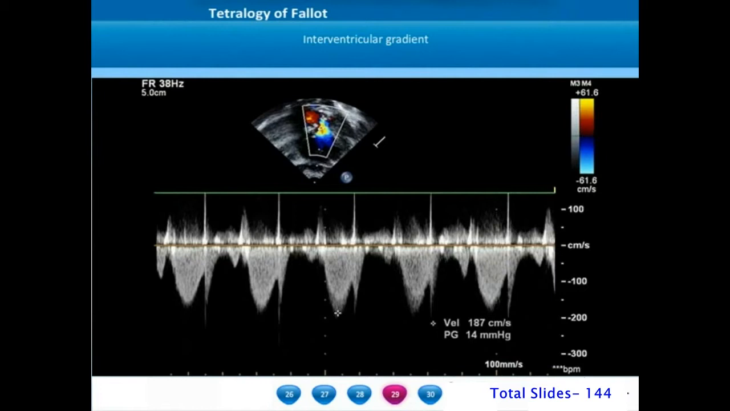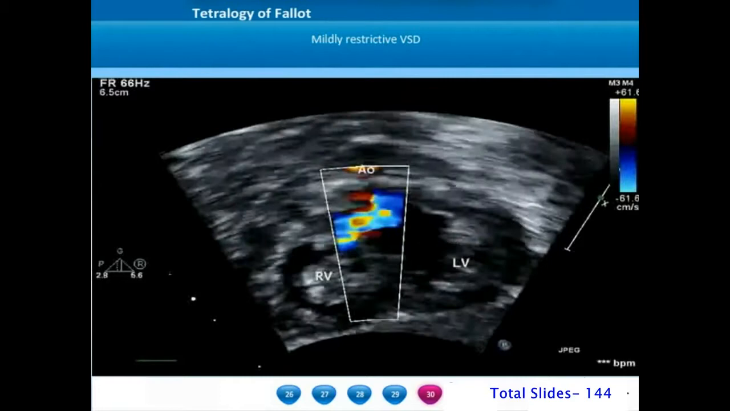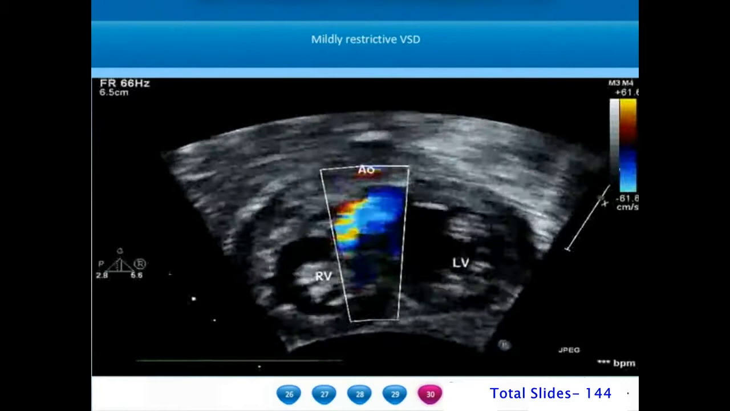The restriction of ventricular septal defect can be caused by two reasons. One, attachment of the tricuspid valve leaflet to the margins of the interventricular septum. Two, hypertrophy of the ventricular muscle along the margins of the ventricular septal defect. In a color flow interrogation from the subxiphoid short axis view, we can notice the turbulent color flow from the right ventricle towards the left ventricle, outflow tract and the aortic root.